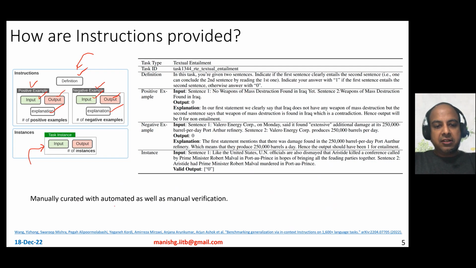These instructions are all manually curated with automated as well as manual verification. Several rounds, 3 rounds specifically, of verification were done to ensure that the instructions are high quality and make sense. Here is an example of the task for textual entailment.